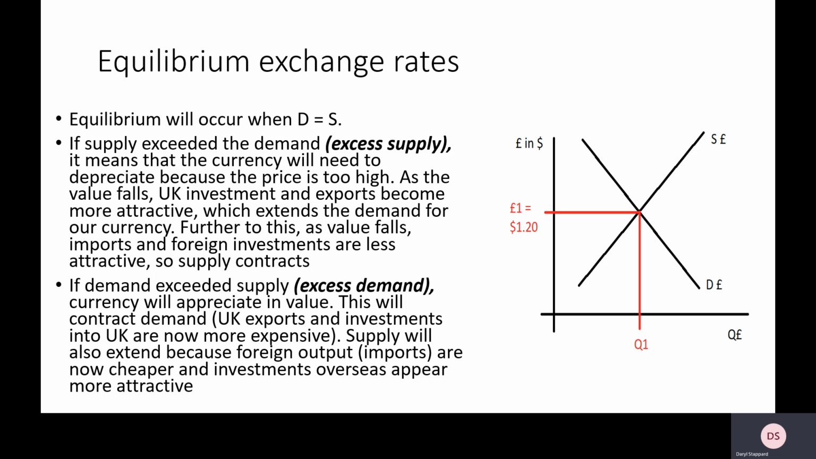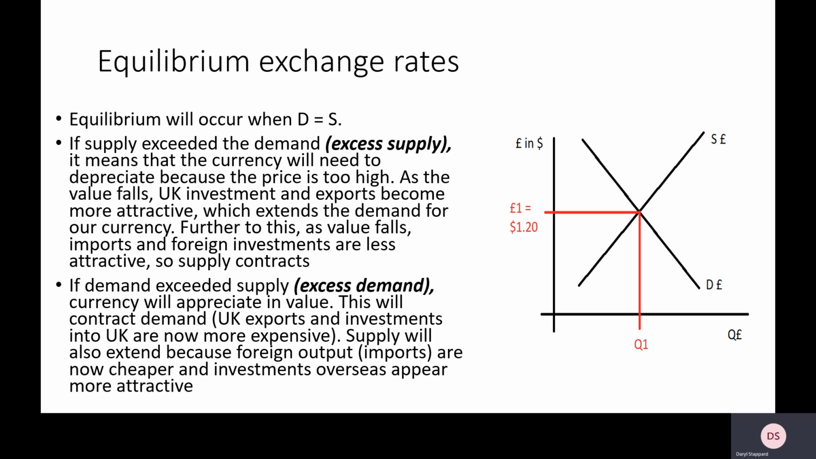If we had a pound value below £1 equals $1.20 on this diagram, we've got an excess demand problem. You've got more people wanting to demand our currency than what we're prepared to supply. The currency would need to appreciate to clear that problem. So guys, when you think about it, when we're at equilibrium point, the demand for our currency is equal to the supply of it. Remember, people demand our currency to buy our goods and services, but also to invest into our economy. We supply our currency to buy foreign goods and services, but to make investments overseas.